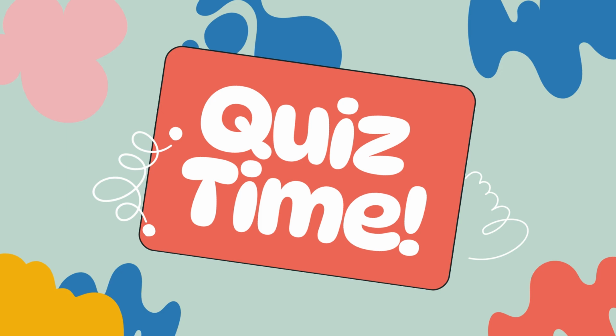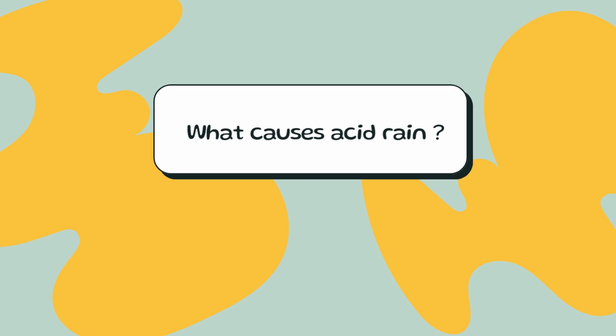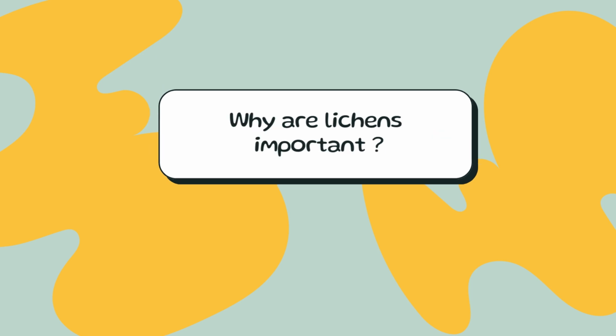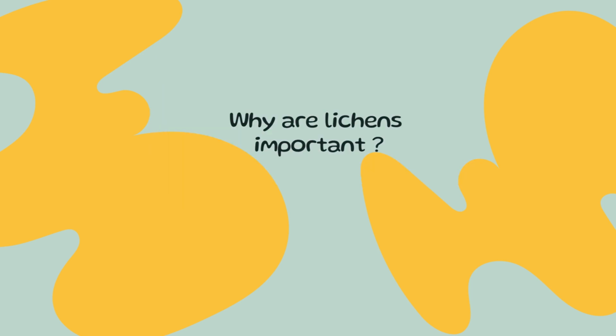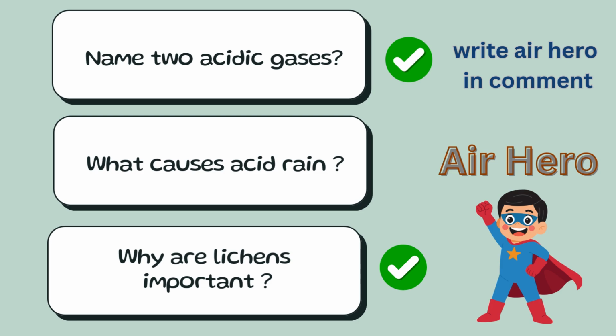So now, quiz time. Answer quickly. Name two acidic gases. What causes acid rain? And why are lichens important? If you got at least two correct, type Air Hero in the comments.